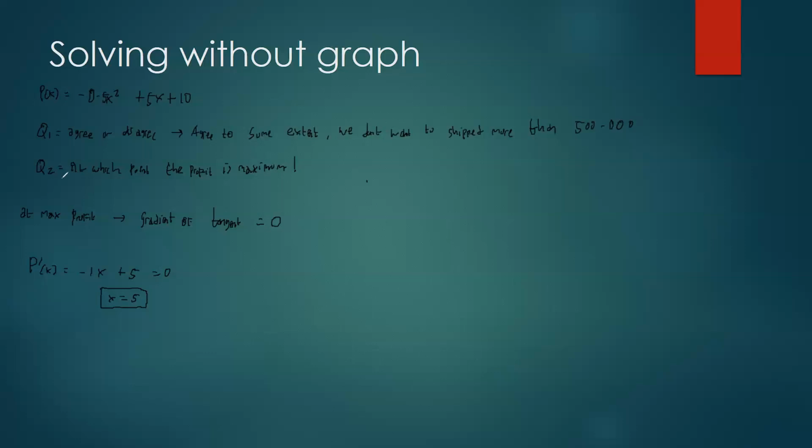So what about question two here? At which point is the profit maximum? Well, we already get the answer, right? So when we ship 500,000, then we're going to end up with the maximum profit.